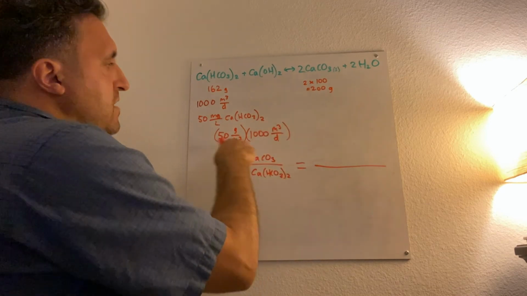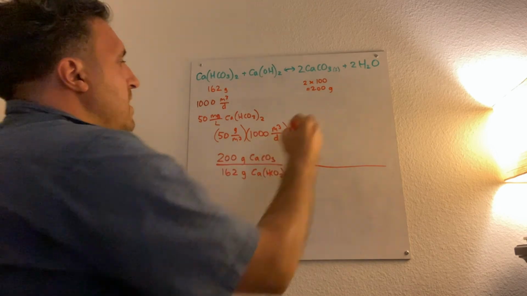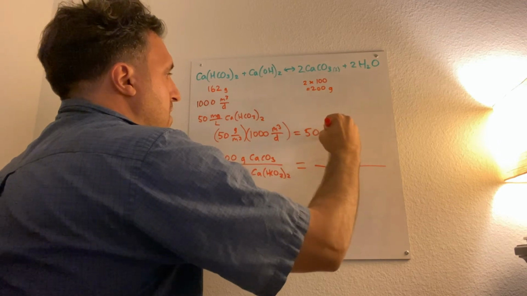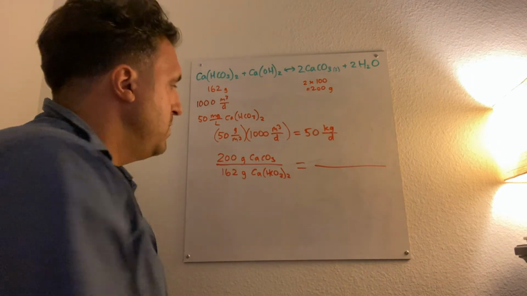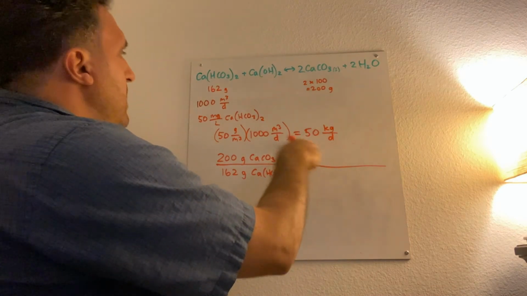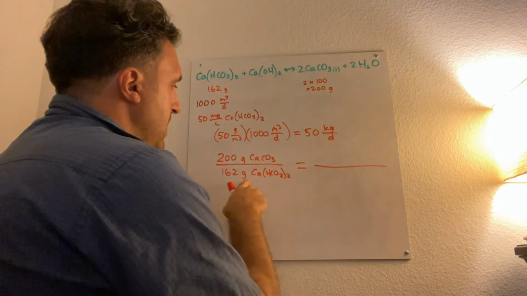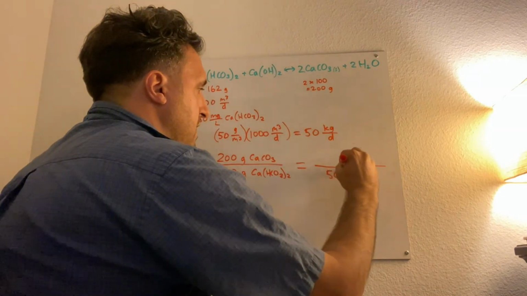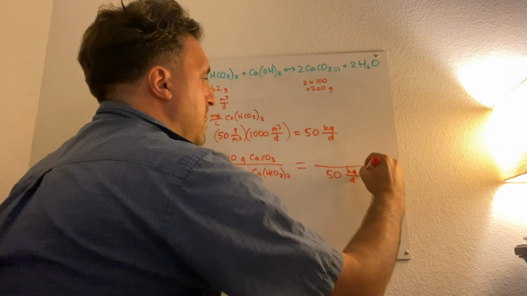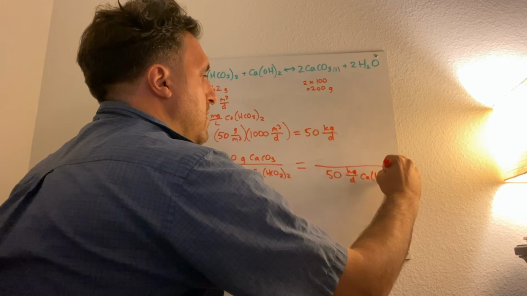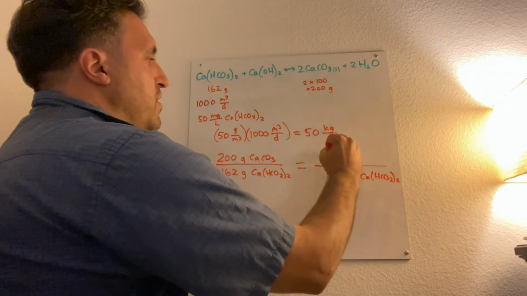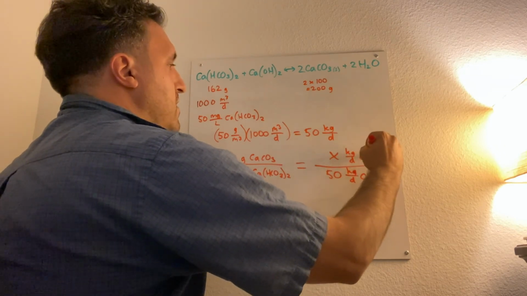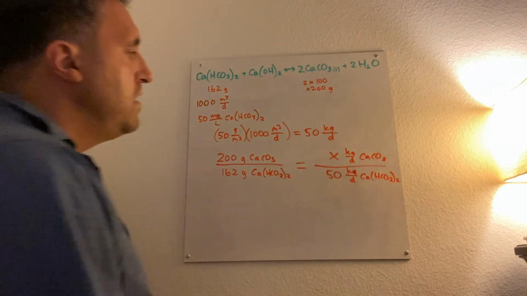So we're multiplying a concentration by a flow rate that gives us a loading. That is 50 kilograms per day. Alright, so that's 50 kilograms per day of calcium bicarbonate. So we're going to put that on the denominator here. 50 kilograms per day of calcium bicarbonate. What we're trying to find is how many kilograms per day of CaCO3 are produced.